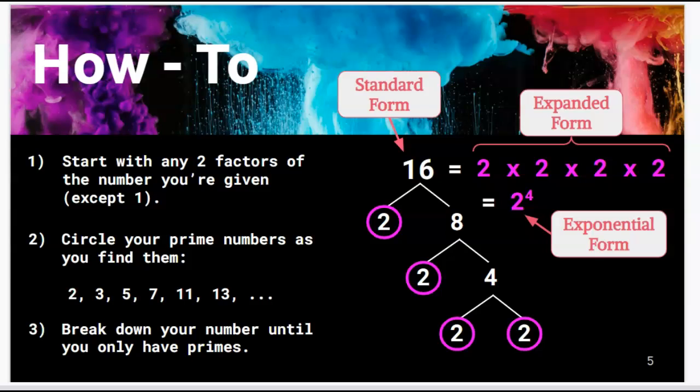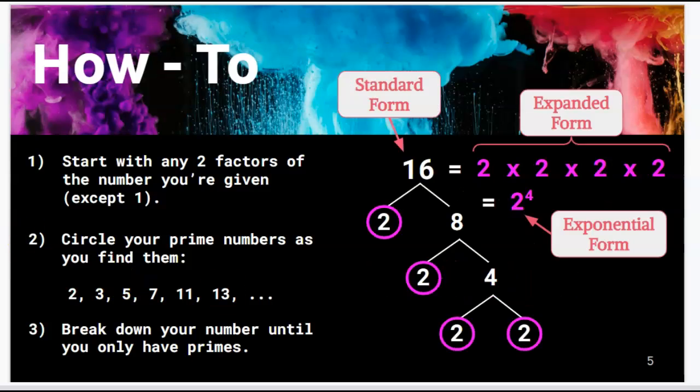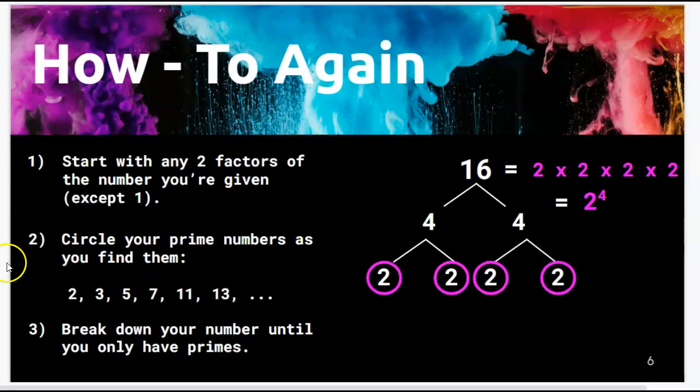Now you might be saying, well, I wouldn't have started with 2 and 8. I would have started with 4 and 4. And that is perfectly fine. That's the best part about this: you can start with any multiplication facts as long as they actually multiply to that number. In this case, we did 4 times 4. And if you notice, it's a little bit less work, because the bigger the factors you use, the fewer times you have to break things down.